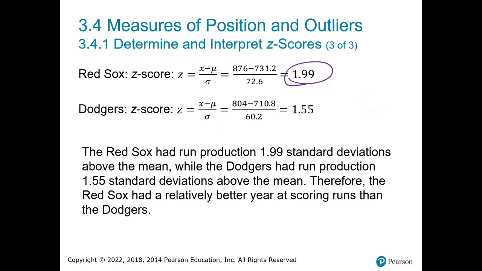I will do the same with the Dodgers. Their data value is 804. Subtract their group's mean and take that result divided by their group's standard deviation, and I get 1.55. For this, I am wanting the higher run values, so the one that did better were the Red Sox. They had a run production of 1.99 standard deviations above the mean, while the Dodgers were at 1.55 standard deviations above the mean. So the Red Sox had a relatively better year at scoring runs than the Dodgers.